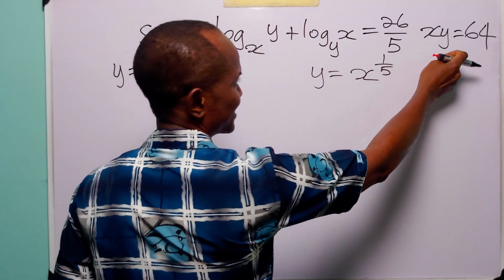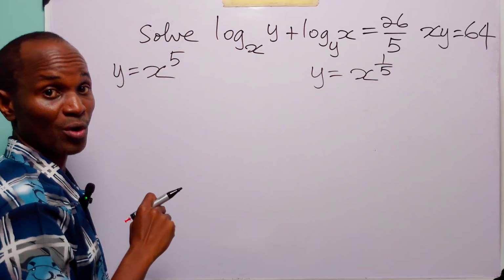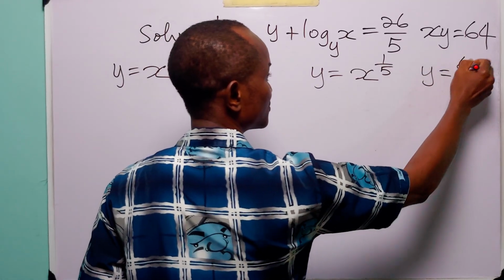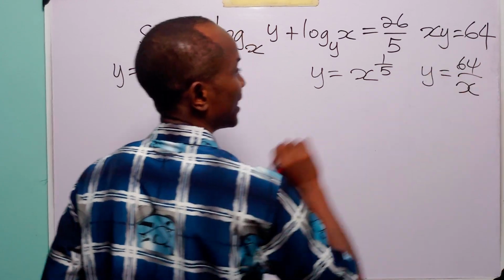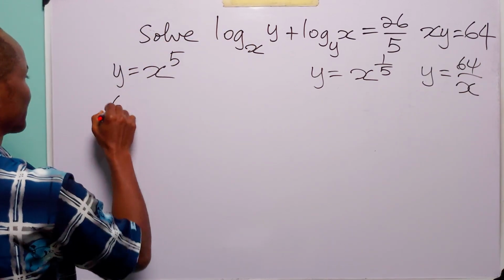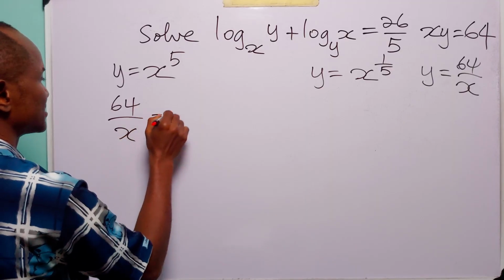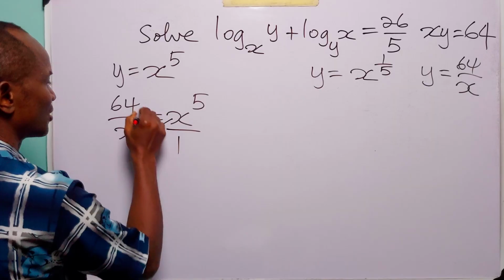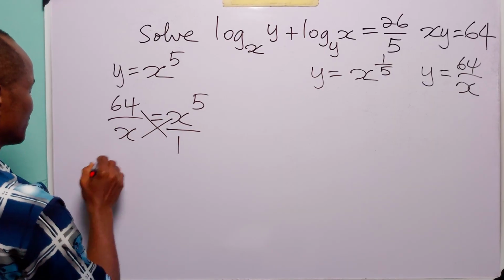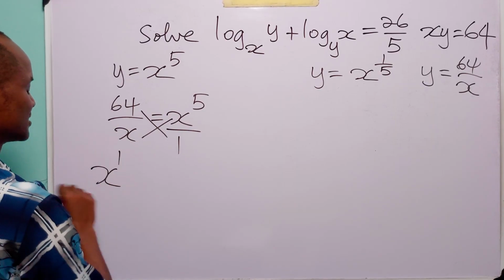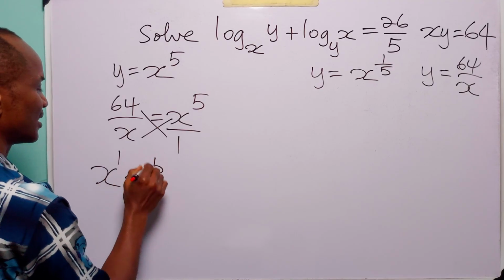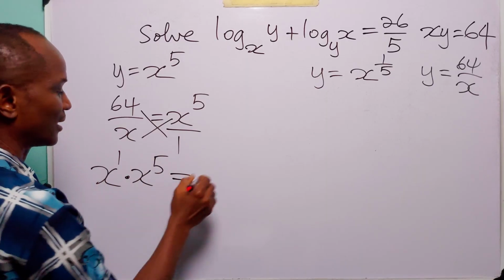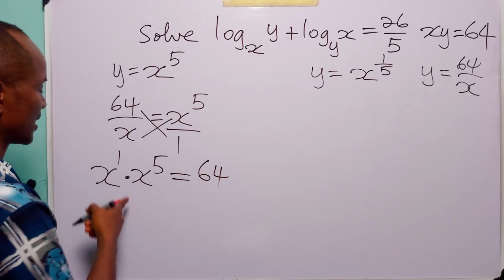But let us remember that x times y is equal to 64. And from this equation, we have that y is equal to 64 over x. So here we have that 64 over x is equal to x to the power 5. To solve this equation, we cross multiply. Here we have x to the power 1, multiplied by x to the power 5, is equal to 64 times 1, which is 64.